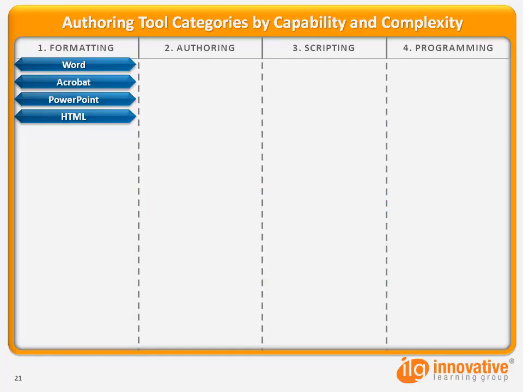So if we look at authoring tools, again, by capability and complexity, the formatting column, you're probably familiar with these tools: Word, Acrobat, PowerPoint, and HTML. Just a couple of things to note here. Tools like Word and PowerPoint might be appropriate if you need to have the learner be able to edit the documents after they've received it through your learning. For example, maybe you're providing a template that they need to fill some content into, then that makes sense.